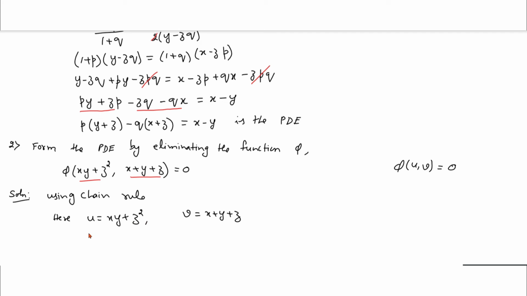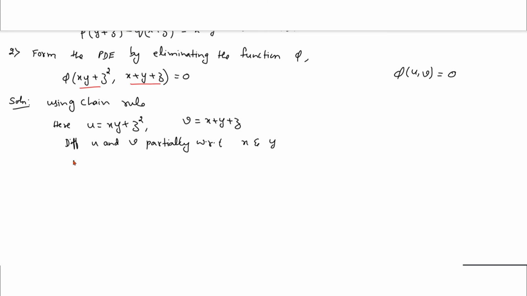So now once again we'll try to differentiate u and v partially with respect to x and y. Dou u by dou x will be equal to y plus the differentiation of z square, which will be 2z, and the differentiation of z with respect to x will be dou z by dou x, and that is replaced as p.